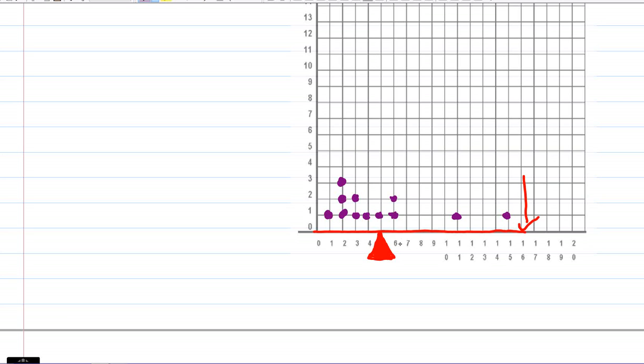If we tried to balance it at 6, it would tip down to the left. And if we tried to balance it at 4, it would tip to the right. So that's a way to picture or really think about what an average is calculating.